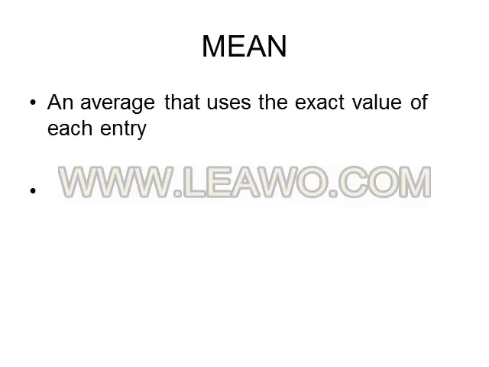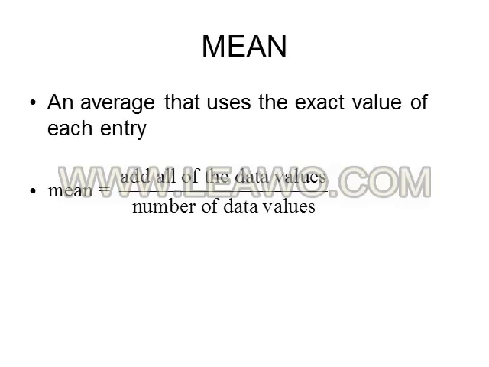Now, the mean is an average that uses the exact value of each entry. You should remember that in order to find the mean, all you have to do is add the data values together for every entry in your set of data and divide it by the number of data values.